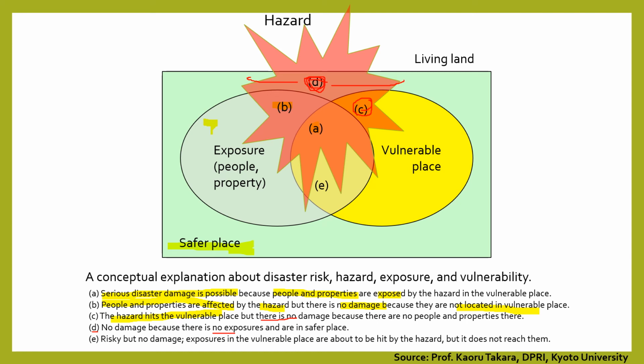And then last, which is E. Risky is risky, but no damage, because exposures in the vulnerable place are about to be hit by hazard, but it does not reach them. It's the vulnerable place. There are people and property that are exposed, but the hazard did not hit in E. So it's risky but no damage.